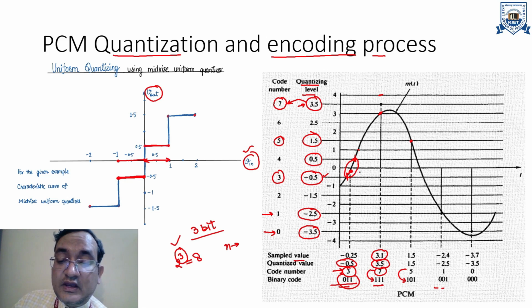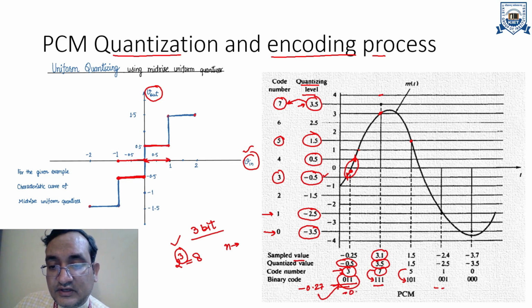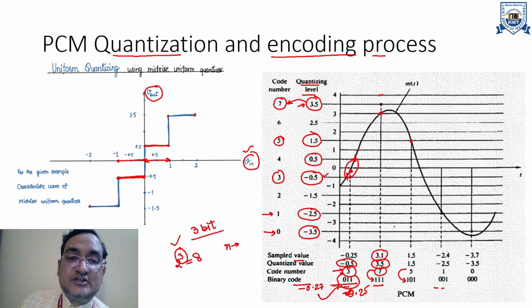For example, minus 0.25 has level 3, minus 0.27 has the same value, minus 0.3 also, and let us suppose 0.25 will also have the same binary code. So you cannot clearly identify what was the transmitted value according to this binary code, which is 011. So this is the quantization noise, right?